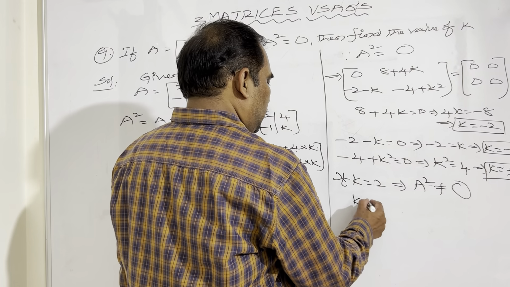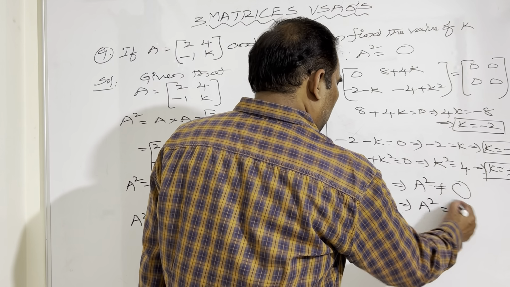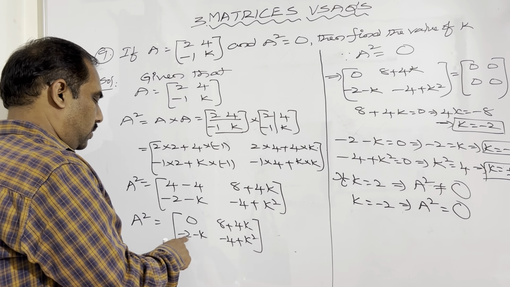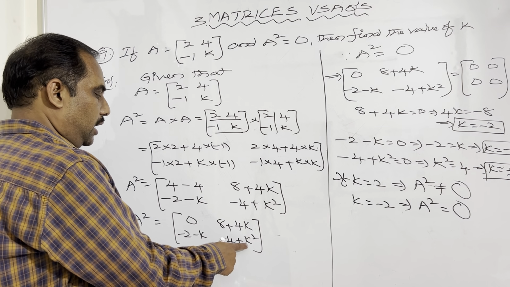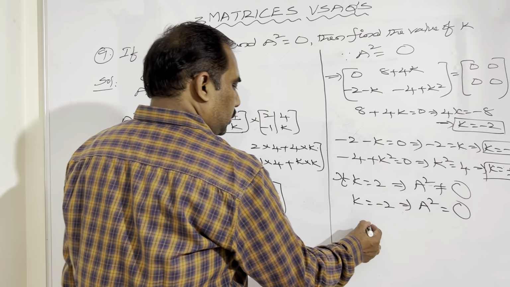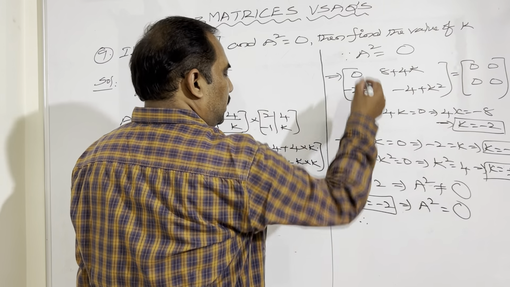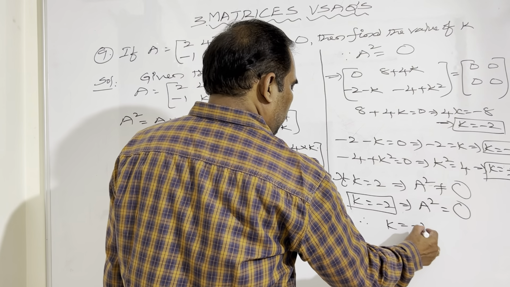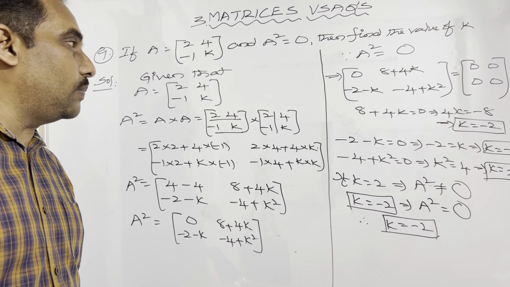If k is equal to minus 2, then that implies A square is equal to the null matrix. See here, k is minus 2, 8 minus 8, 0. And k is minus 2, plus 2, that is 0. And k is minus 2 here, minus 4 plus 4, that is 0. So therefore, if k is equal to minus 2 only, A square is equal to O, the null matrix. So therefore, k is equal to minus 2 only we have to consider. K is not equal to plus 2.